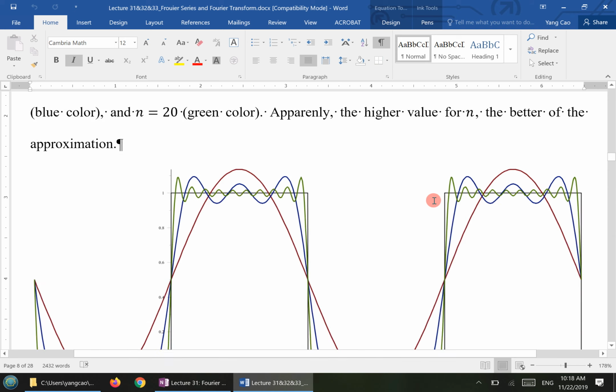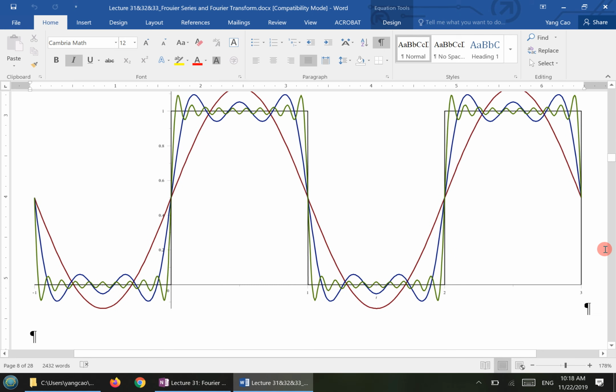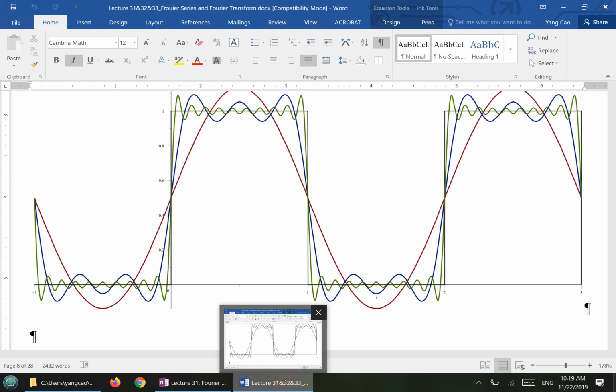You're decomposing a seemingly non-sine-cosine term, a periodic function, into an infinite sum of sine and cosine terms. Okay, yeah. So I'll show you a different way of a Fourier series in the next lecture, and maybe a couple more pictures and a couple more examples. Okay.